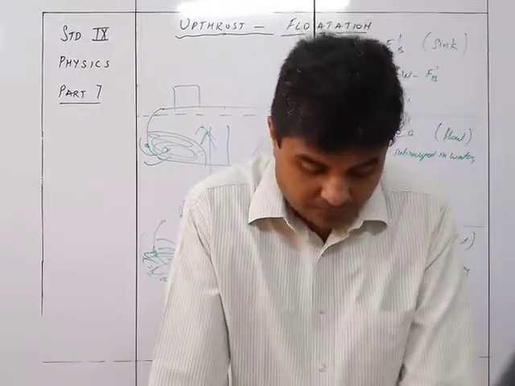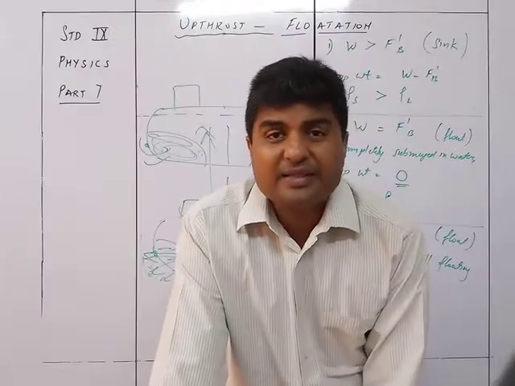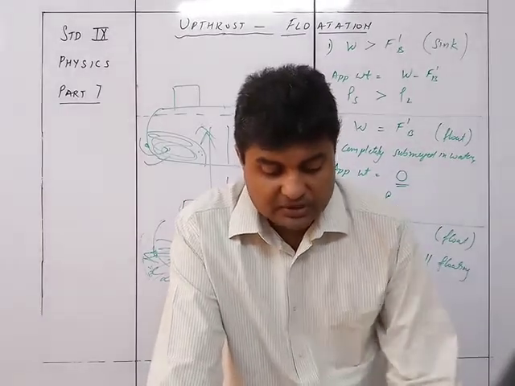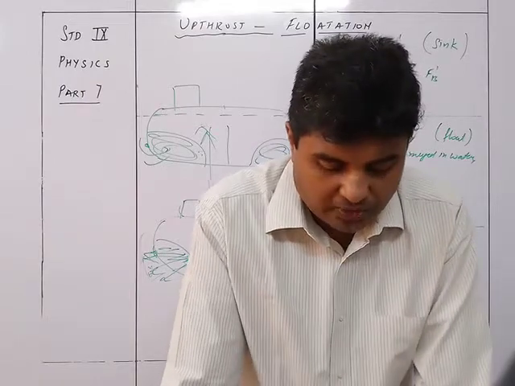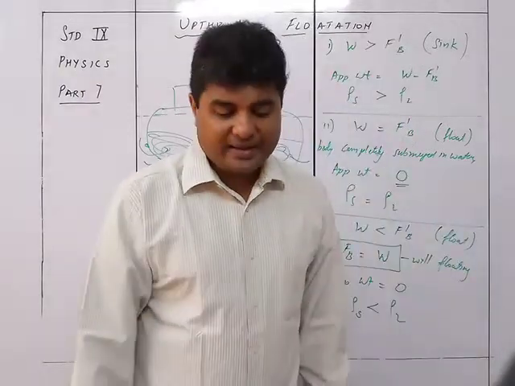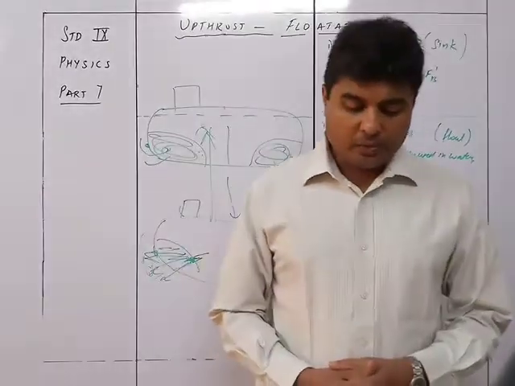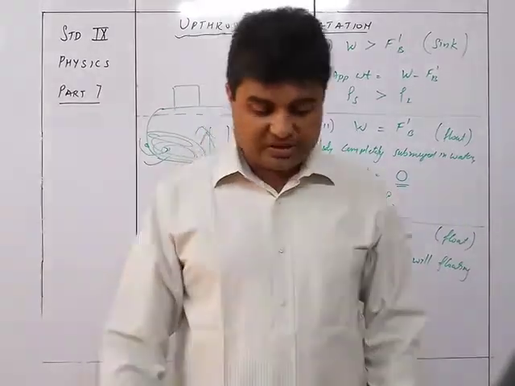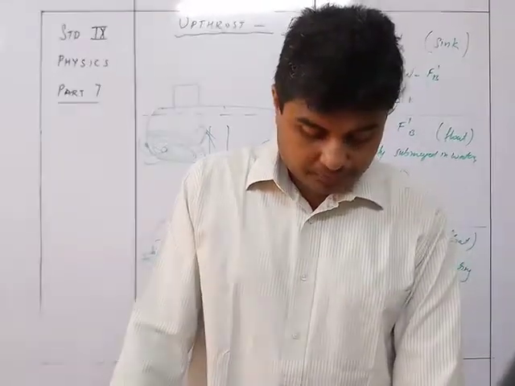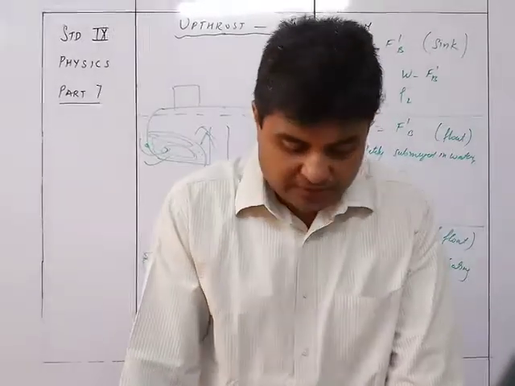Or we can say if the iceberg is 0.917 and the sea water is 1.026, then it is 0.917 upon 1.026, that is 0.893, that is 89.3% of its volume will be inside water and only 10.7% above water. And hence icebergs are dangerous for ships.